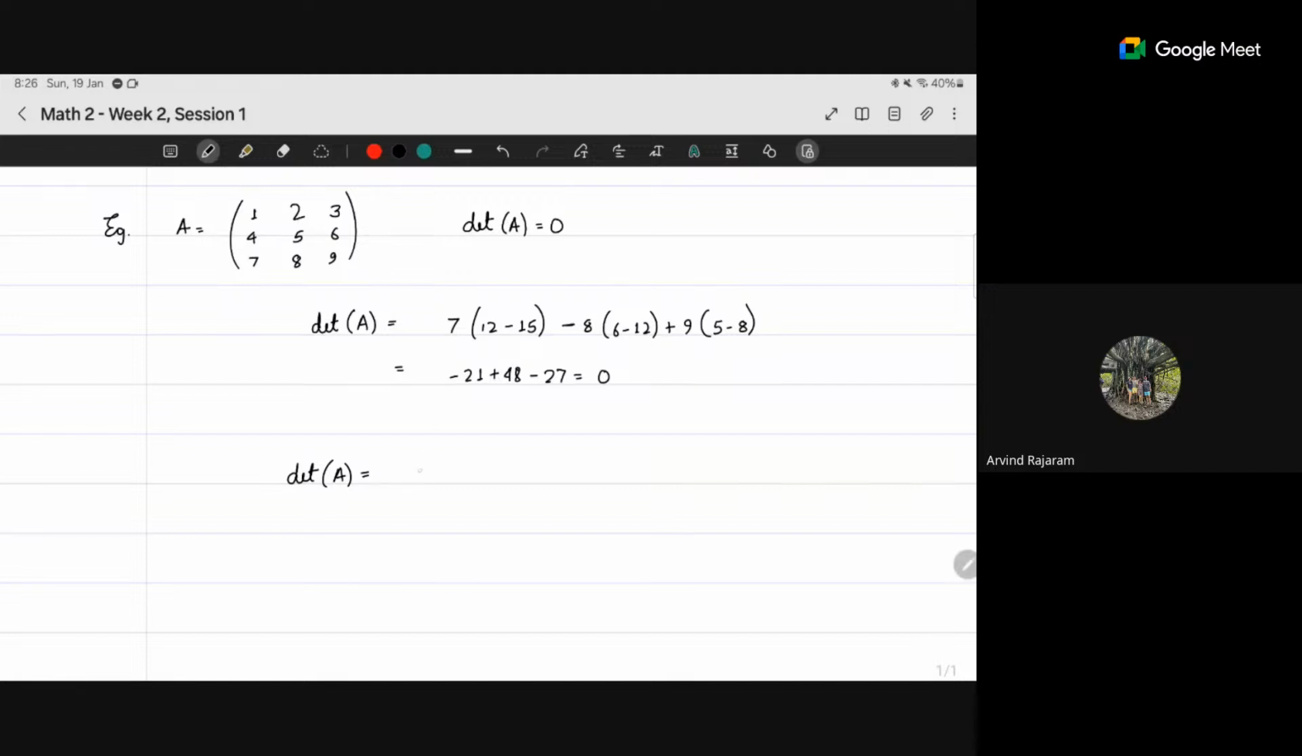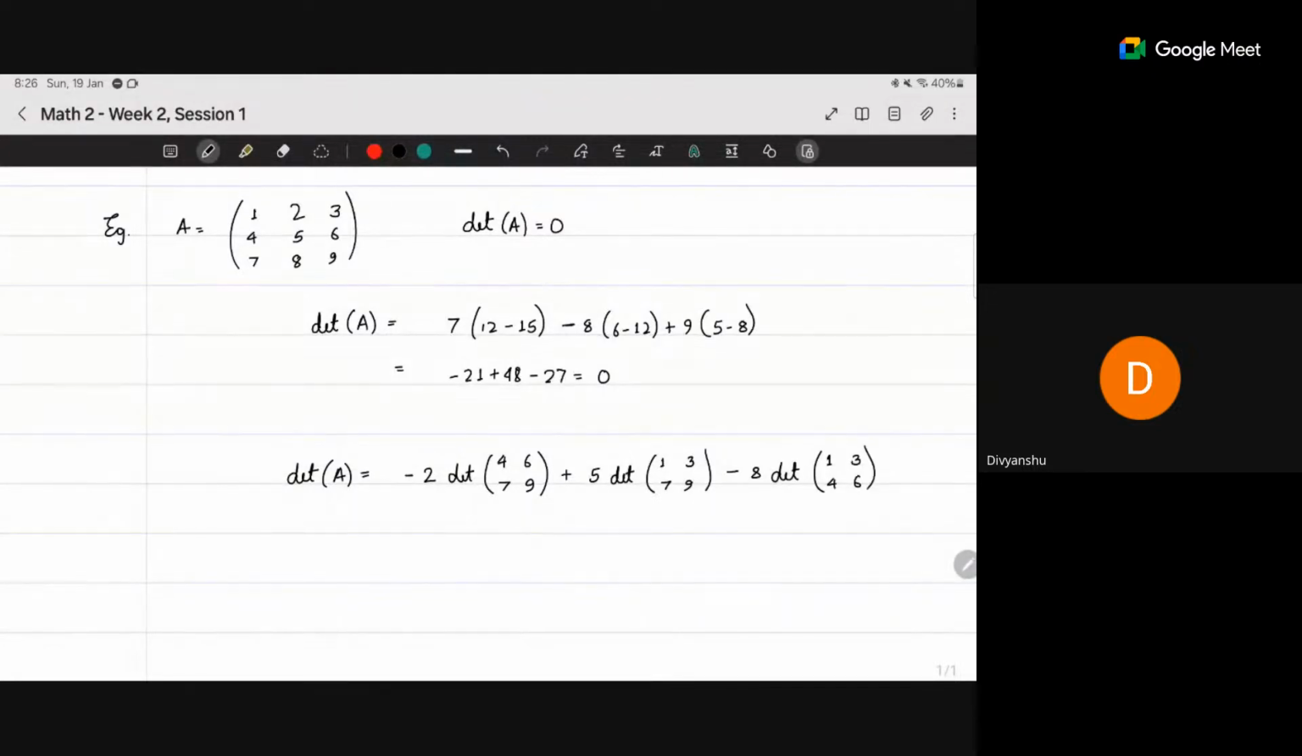So let's get back to computing the determinant along the second row. We'll have 2 times the determinant of 4, 6, 7, 9, and there's a minus sign on this term. And then you have plus 5 times the determinant of 1, 3, 7, 9, minus 8 times the determinant of 1, 3, 4, 6.